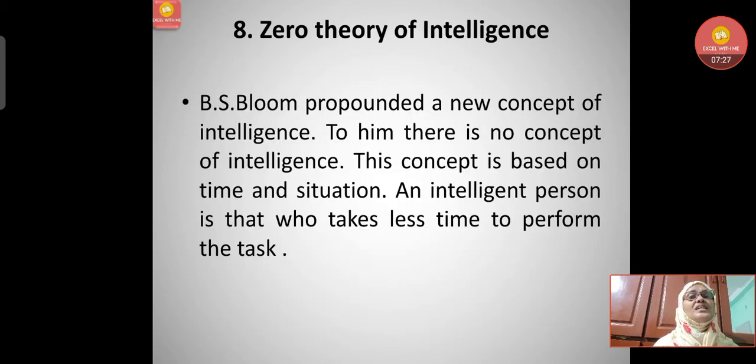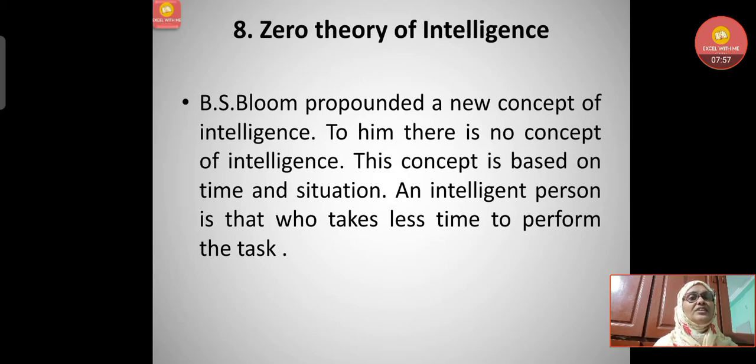Then comes the zero theory of intelligence. B.S. Bloom propounded a new concept of intelligence. To him, there is no concept of intelligence. This concept is based on time and situation. An intelligent person is one who takes less time to perform the task. So, according to Bloom, there are no theories of intelligence. That means no concept of intelligence exists for him.